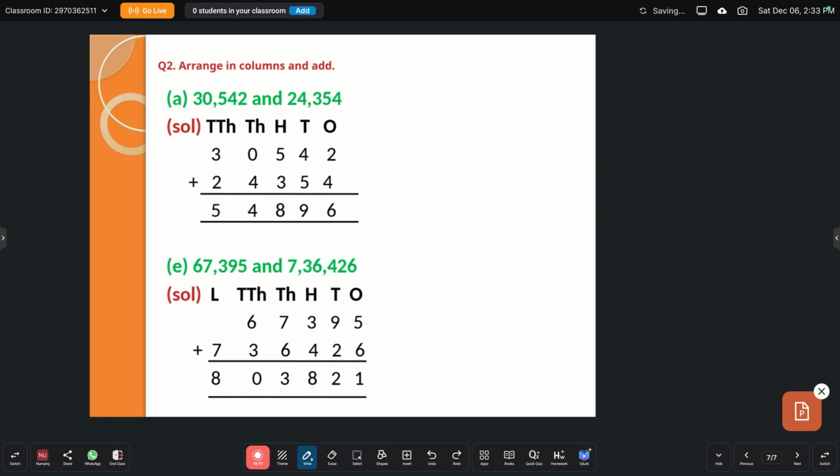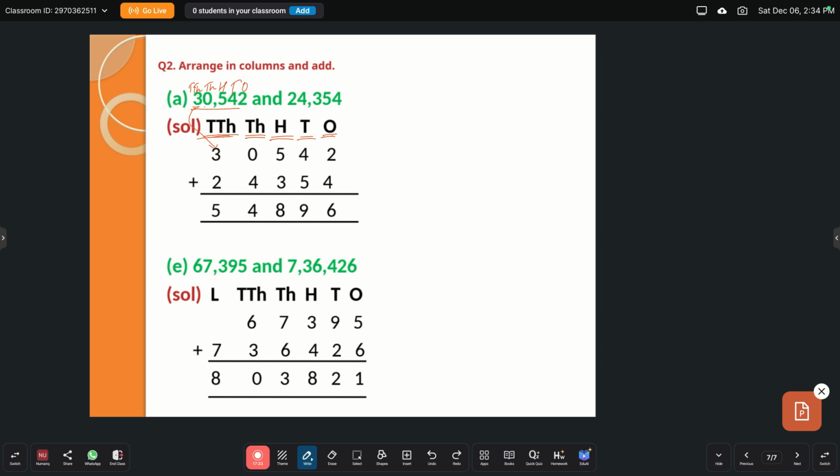Okay, beta. See, what you will do before arranging these numbers in columns is first write down the places: ones, tens, hundreds, thousands, and 10,000s. After writing these places, you will look at the first addend. See, beta, this is ones, this is tens, hundreds, thousands, and this is 10,000s. So it means that 3 is at the 10,000s place. So we will write this 3 under the column of 10,000s.